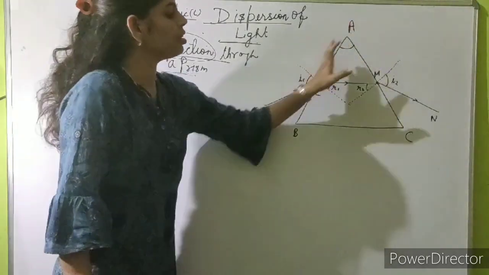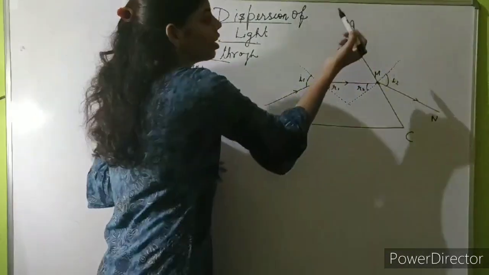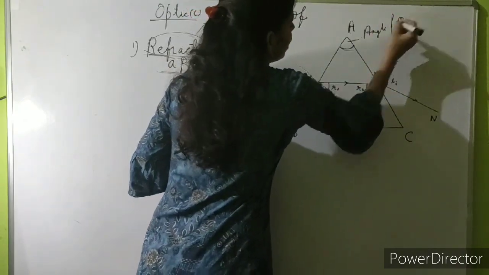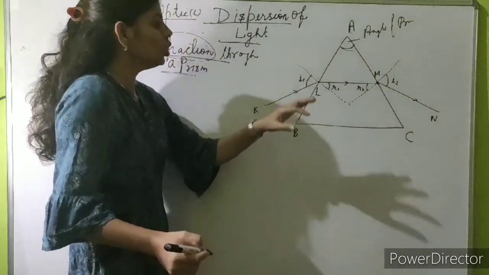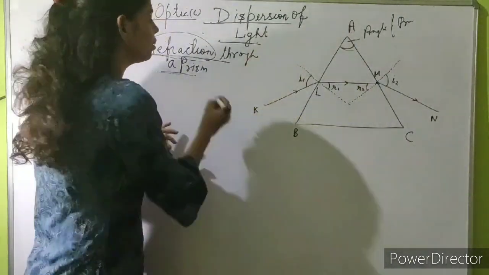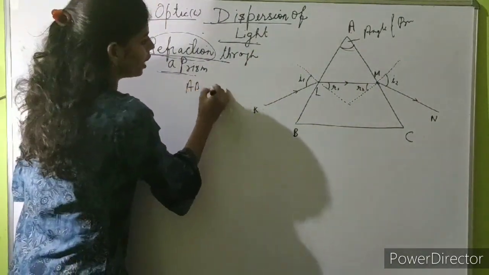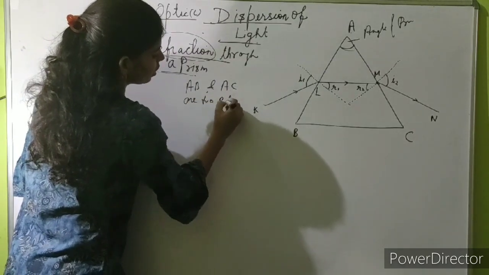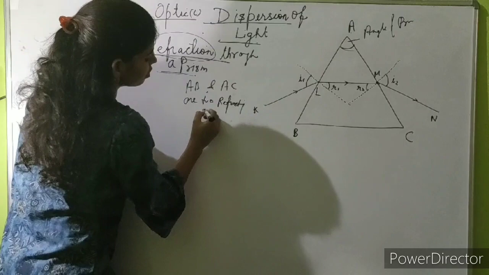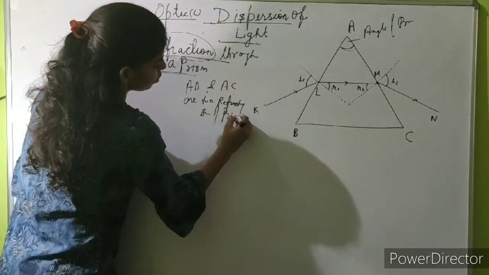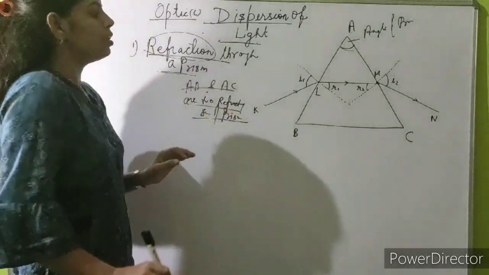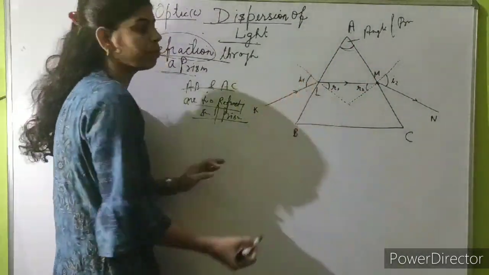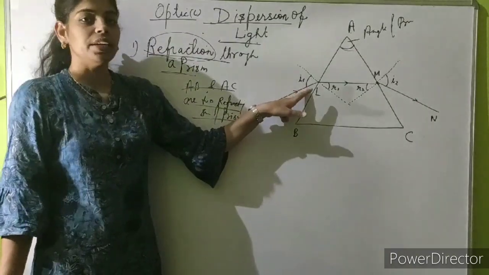So this is a prism. ABC is a prism. A is the angle of prism. AB and AC are the 2 refracting surfaces of the prism. Okay. Prism की 2 refracting surface हो गई. Suppose this is an incident ray. KL is an incident ray.